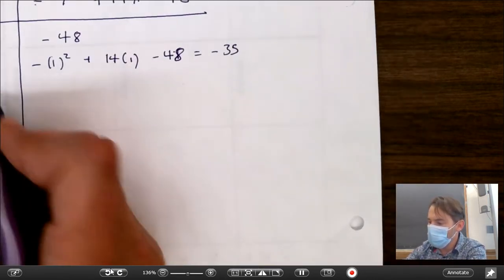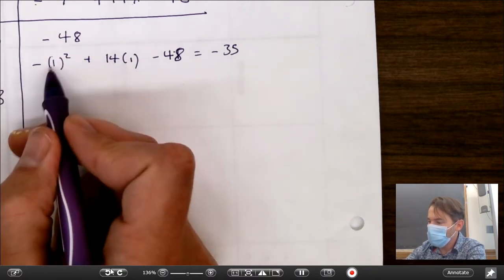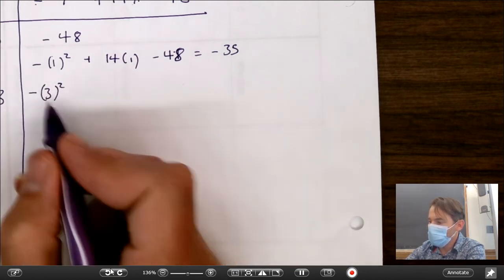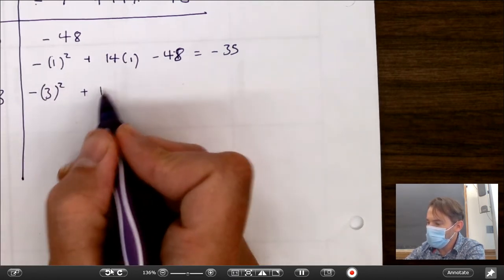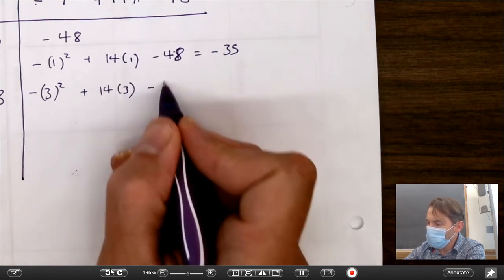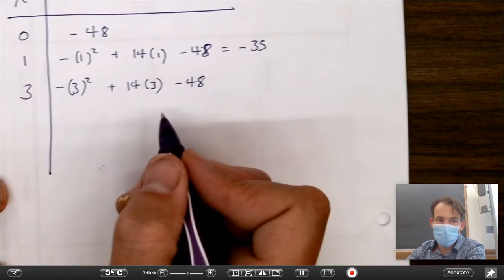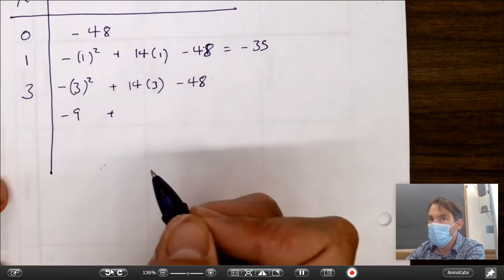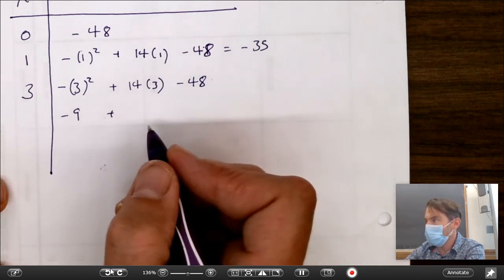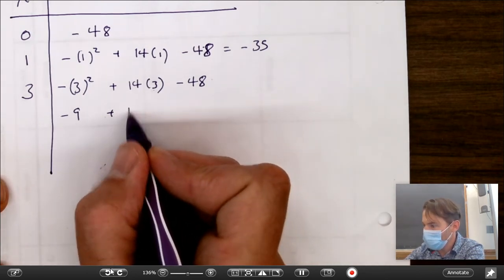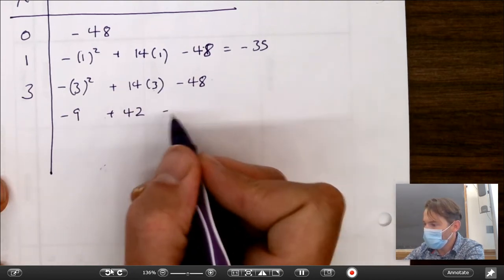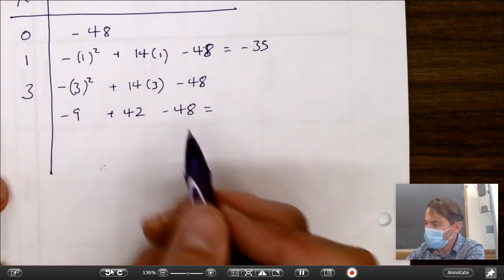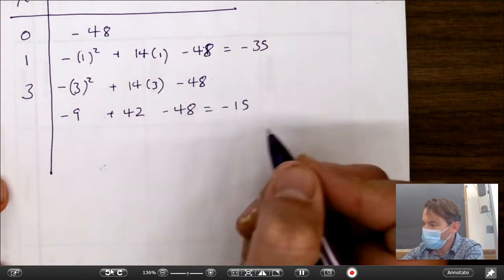x is equal to 3. There I would have negative 3 squared, plus 14 times 3, minus 48. Bring this down for another line if you need another line. This is negative 9 plus 14 times 3. 14 times 3 is 42, plus 42 minus 48. And so that is equal to negative 15. Getting closer to what I can plot.